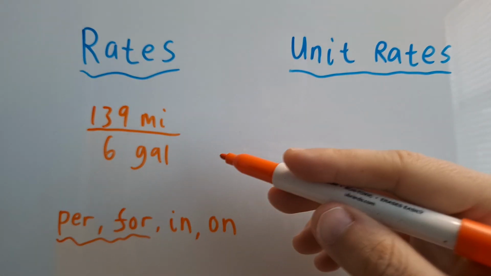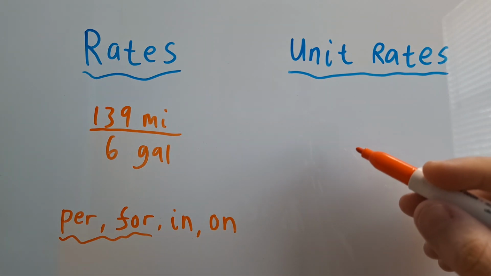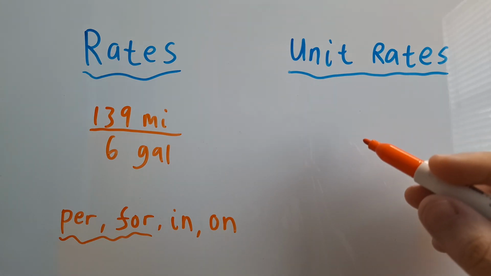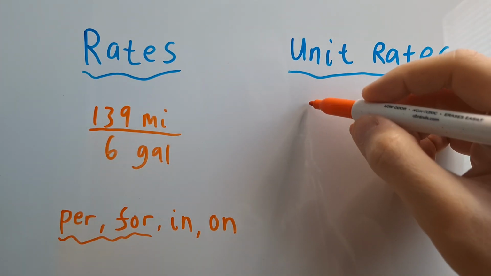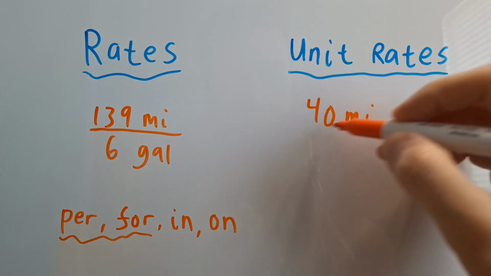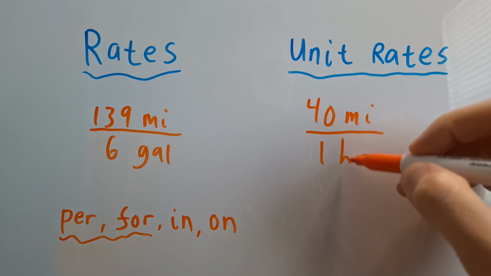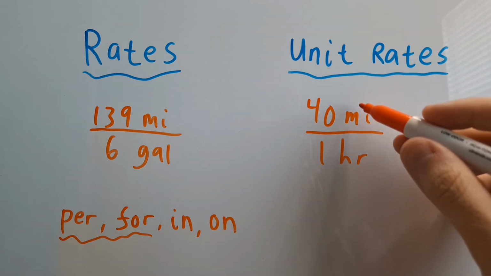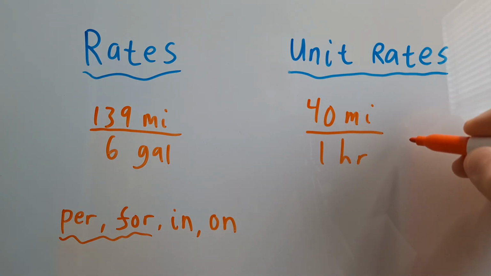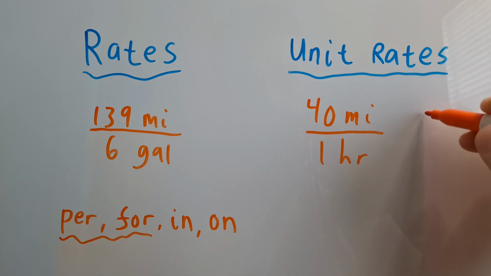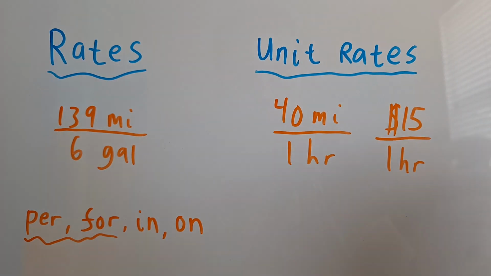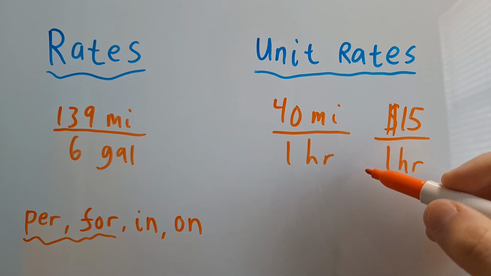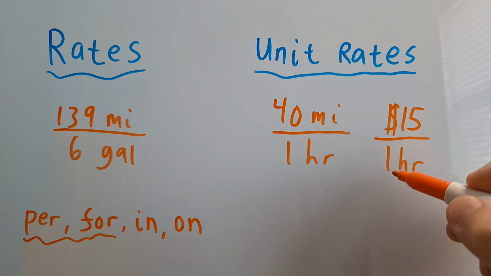So the difference between a rate and a unit rate is that a rate having a denominator of 1 is called a unit rate. An example of that could be 40 miles for 1 hour. 40 miles per hour, or say like if you have a job and you're paid a wage, you can say $15 for 1 hour of work. As long as that denominator is 1, we have a unit rate.